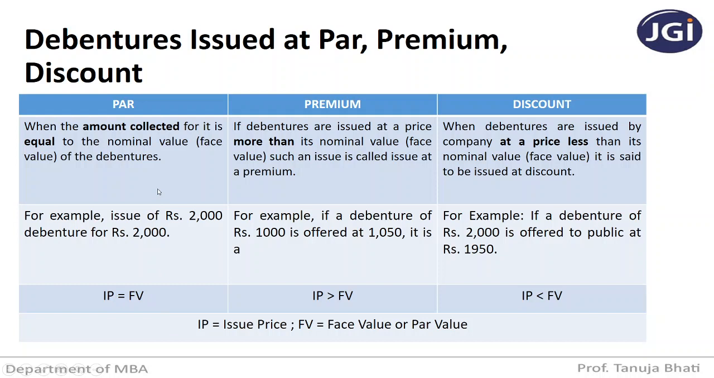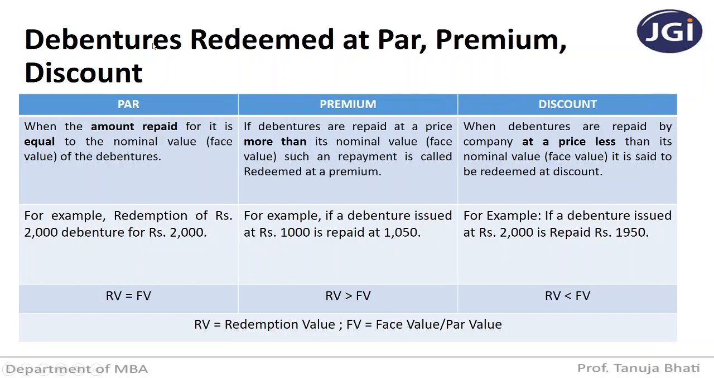Okay, so quickly we'll just revise this particular slide. Debentures are issued at par when the face value is equal to the issue price. It is said to be issued at premium when the face value is less and the issue price is more, meaning you're issuing at a price more than the face value. And it is said to be issued at discount when you're issuing it at a price which is less than the face value.